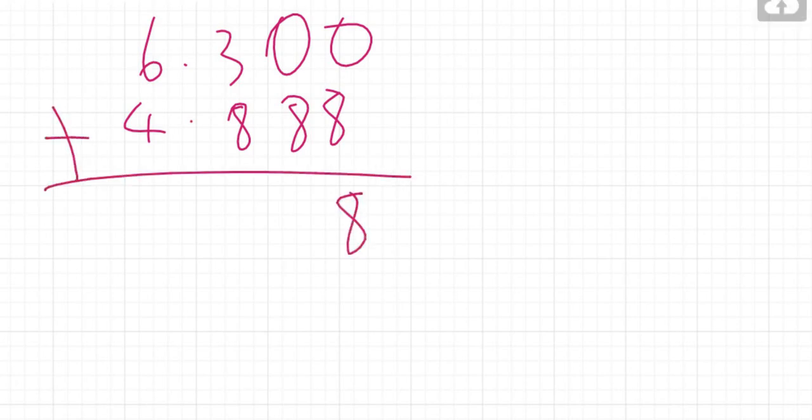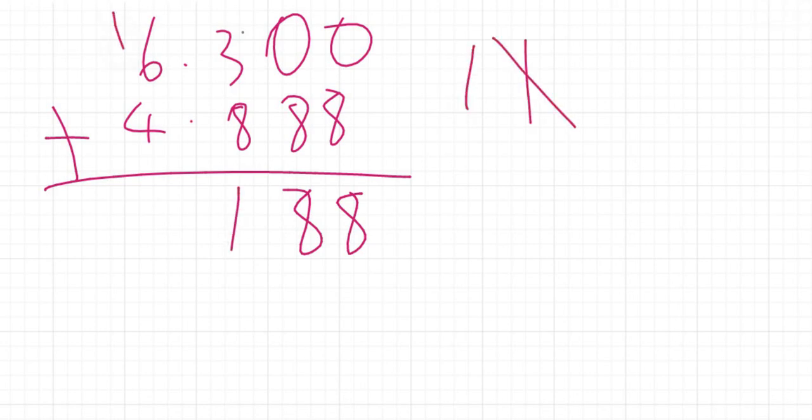8 plus 0, 8, 8. This gives us 11. Bring the 1 there and bring that 1 over to the ones column. And so we have 7 plus 4. That will give us 11. And so that's basically it.